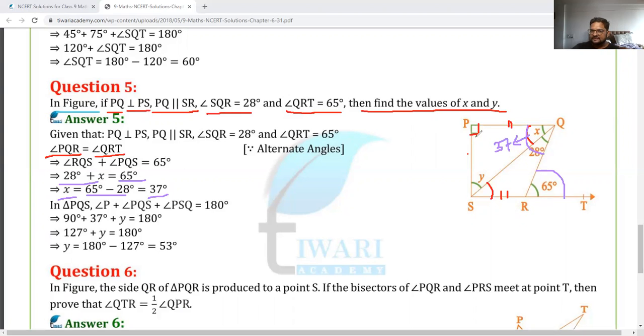this is 37 and this is 90. So if we add these two angles in the triangle PQS, 37 plus 90 together give 127. Using the angle sum property for this triangle, if we subtract it from 180, we'll get what? 53 degrees. That is your angle Y. I hope you students are getting this.